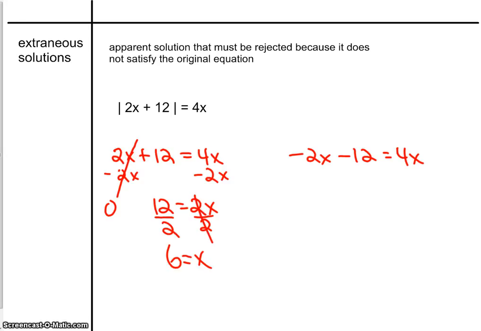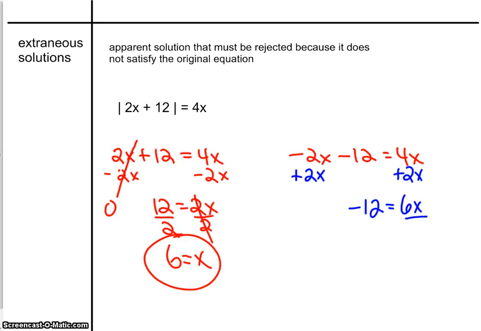Okay. Now, if I go check 6, 2 times 6 is 12. 12 plus 12 is 24. Absolute value 24 is 24. 4 times 6 is 24. We're good. Okay, that solution worked. Okay. Now, if I go over here, I'm going to add 2x. I'm going to divide by 6. And yes, I solved that equation correctly.